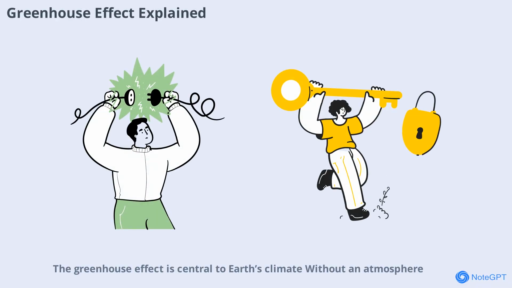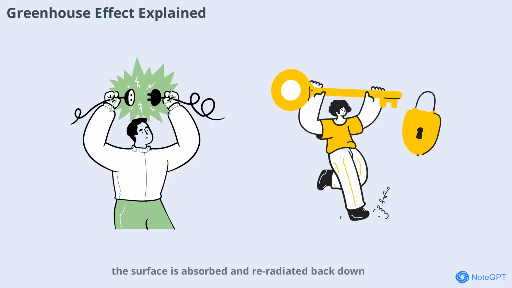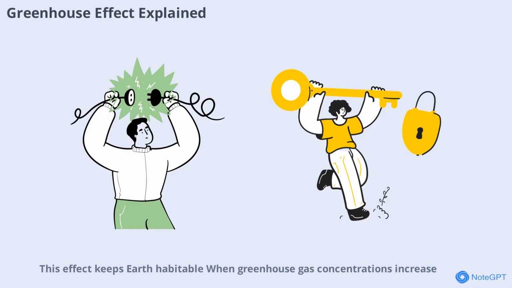The greenhouse effect is central to Earth's climate. Without an atmosphere, Earth would be a frozen world, radiating heat directly to space. Thanks to greenhouse gases, some of the infrared energy emitted by the surface is absorbed and re-radiated back down, warming the planet by about 33 degrees C above what it would otherwise be. This effect keeps Earth habitable. When greenhouse gas concentrations increase, the effective radiating level rises to a colder altitude, causing an energy imbalance. More energy comes in than goes out, so the planet warms until balance is restored.